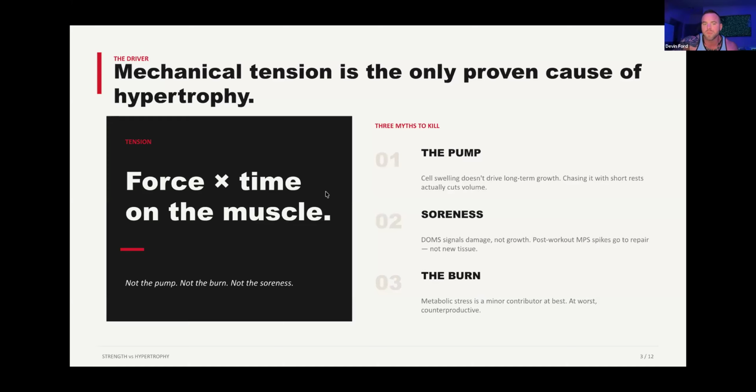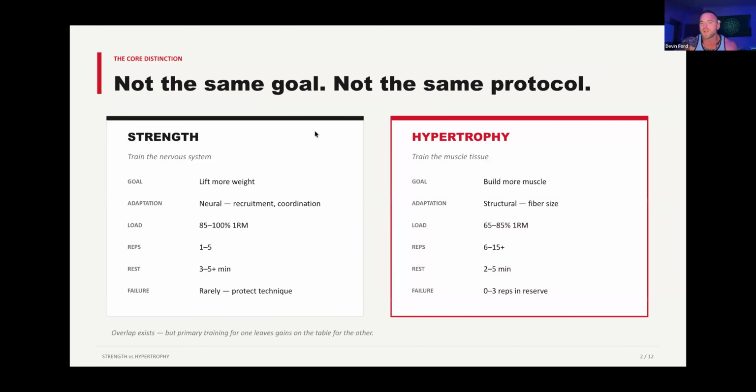Okay. But the key, the marker, the thing that says how much weight do I use, or how many reps do I use at this weight, is proximity to failure. Okay. That's the equalizer. If you're not sure how many reps to do at 65% to hypertrophy versus 85%, you don't have to.